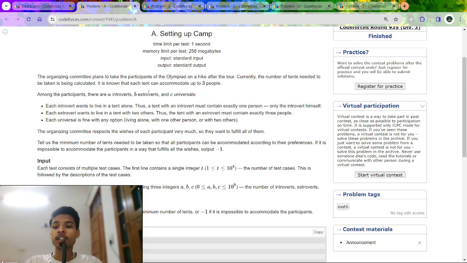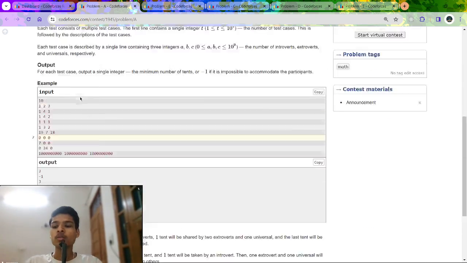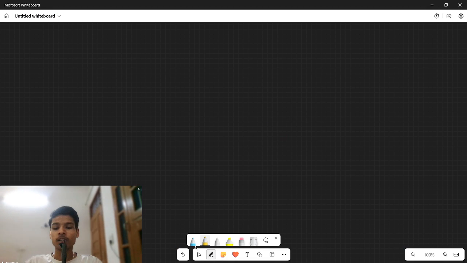So I have to tell them whether it is possible to allocate tents, or it is not possible, and if the configuration is possible, what is the minimum number of tents. So let me tell you how you can solve this problem. Let's suppose there is a configuration like A, B and C. First I have to find whether it is possible to place tents or not. For example, this is introverts, this is extroverts and this is universals.